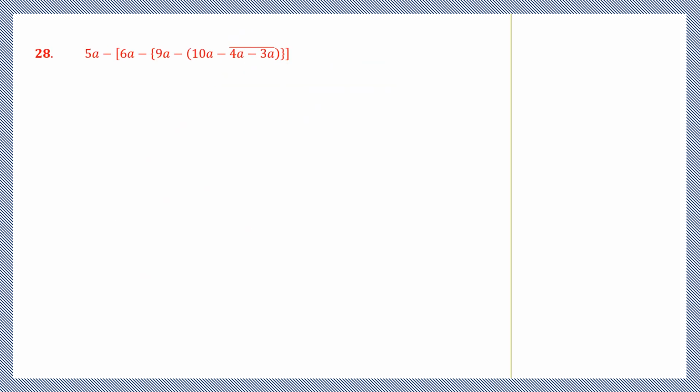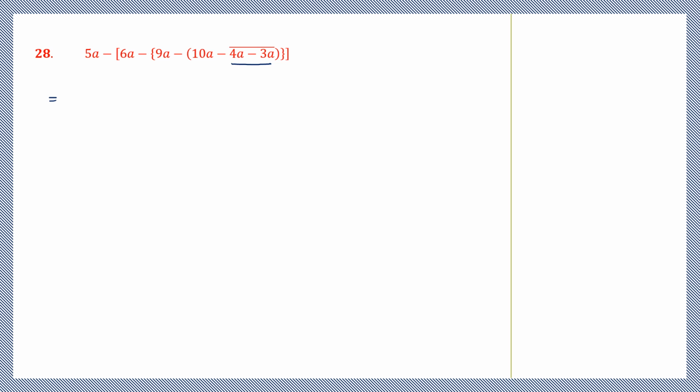Question 28. So here we have the square bracket, curly bracket and the common bracket. Now there is one more bracket here, as you can see. It is the bar bracket. A line drawn above the numbers is the bar bracket. And according to BODMAS, bar bracket has to be removed first. So we're going to remove the bar bracket by solving what is inside it.